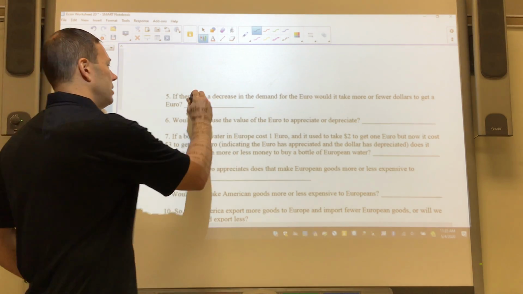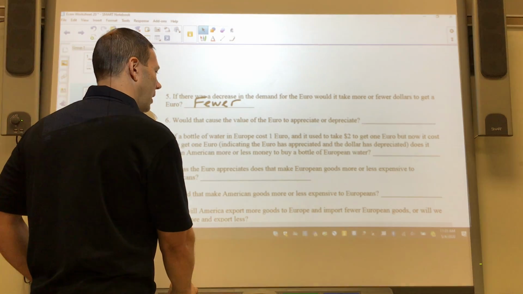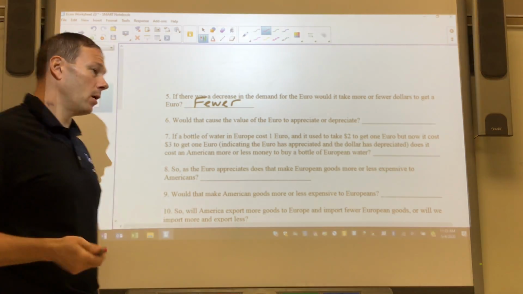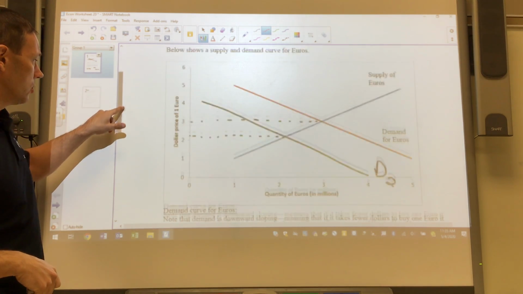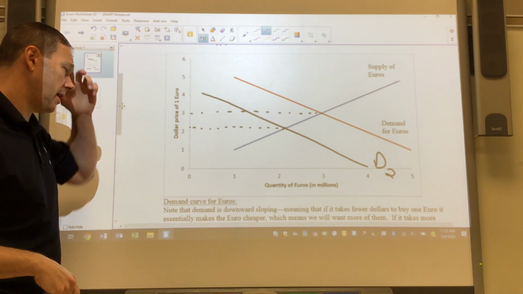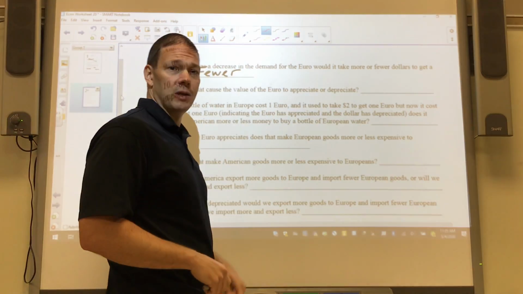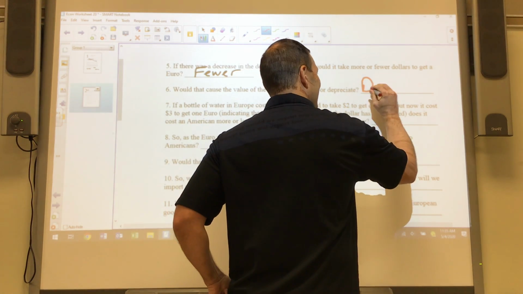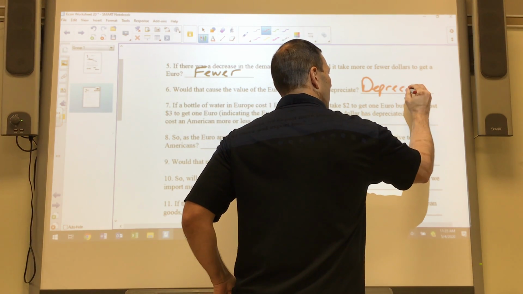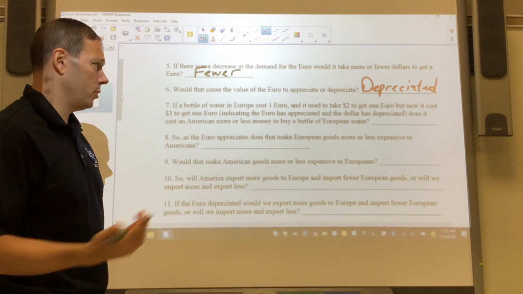In this case, it takes fewer dollars to get the euro. And in that case, if you had a baseball card that used to be worth $3, now your baseball card's worth $2, you would say, oh no, my baseball card has lost value. Same thing is true here of the euro. The euro has depreciated. The dollar, conversely, of course, has appreciated.